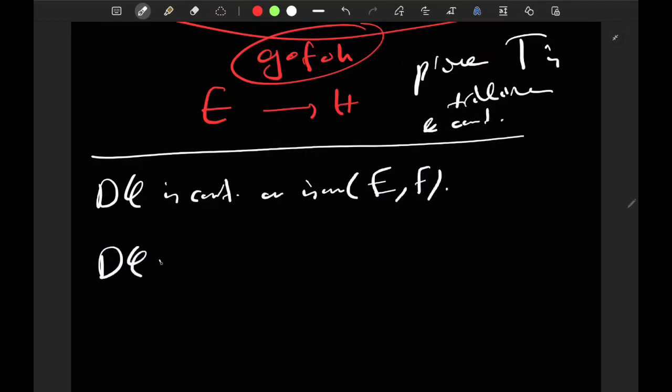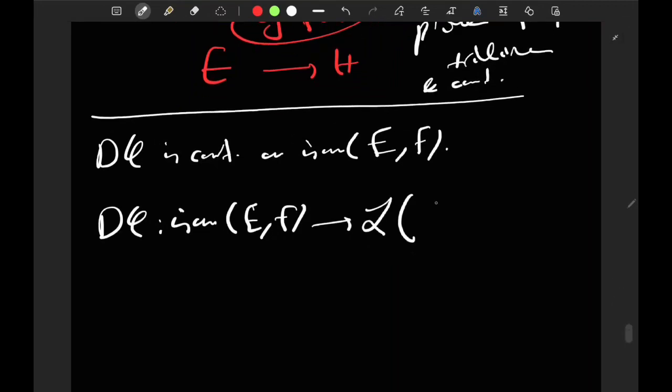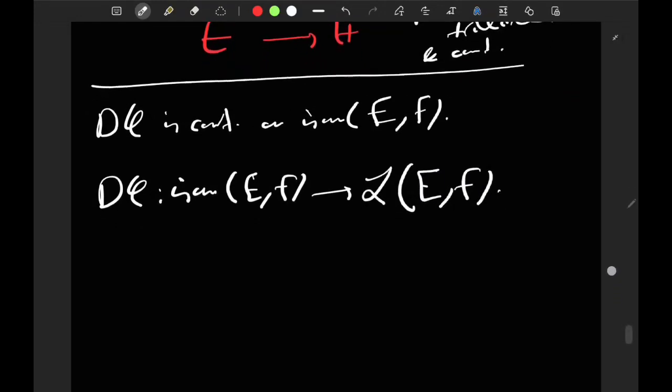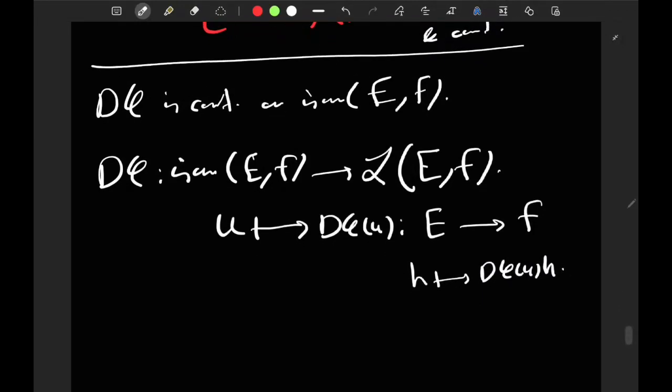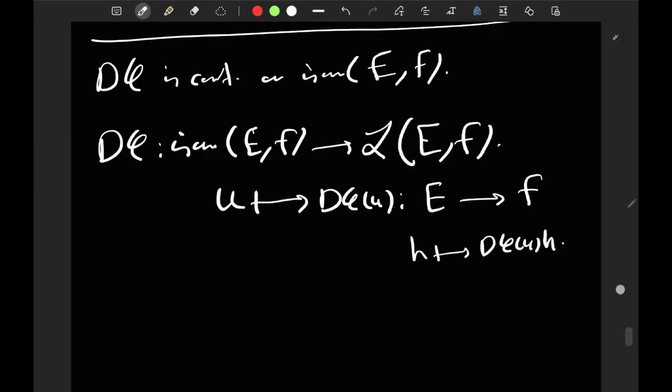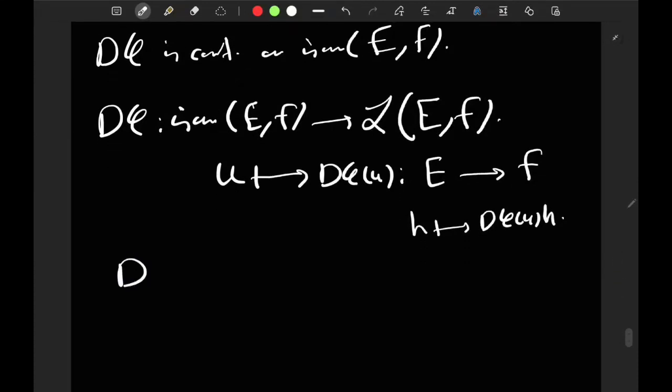the map dφ. So dφ is going from Isom(E,F) into L(E,F), and it is taking a U and producing dφ at U, which is a map going from E into F, taking each H to dφ of U at H. Now we don't care about this many details, we just want to know how to deal with a perturbation, looking at dφ of U plus H minus dφ of U.